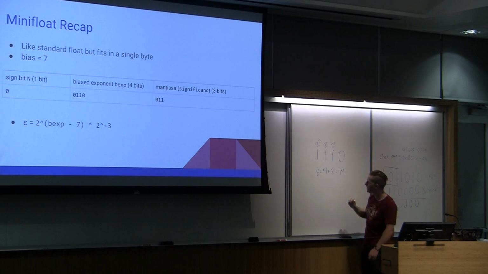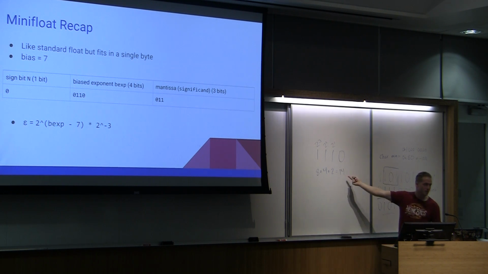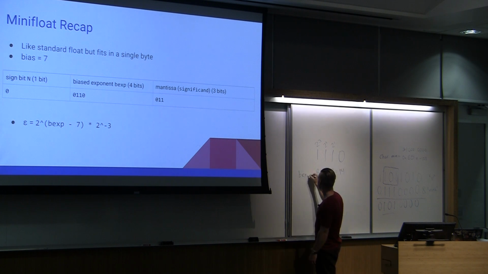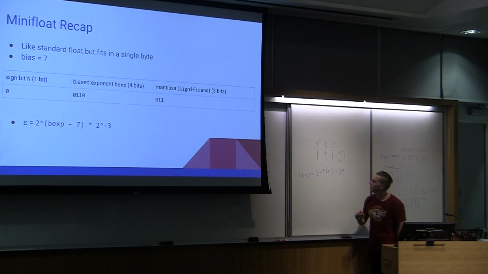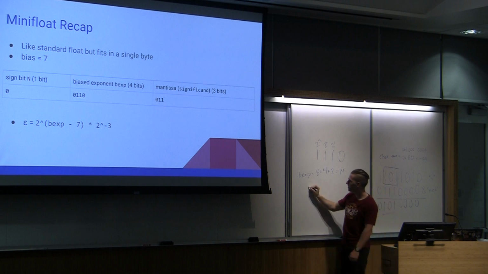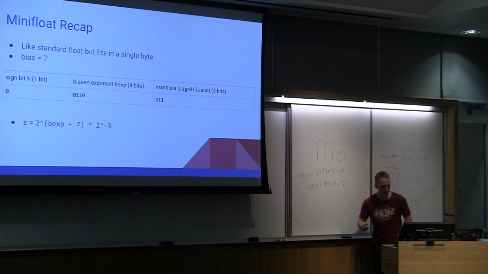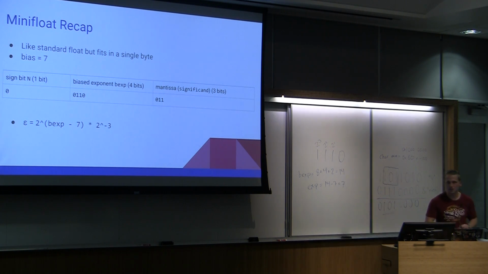And this is before we apply the bias term, right? So here, this is our BEXP, as I've called it on the slides. And so our effective exponent, just EXP, is 14 minus 7. So mini floats don't get very big. They go up to 2 to the 7th times 1 point something something.